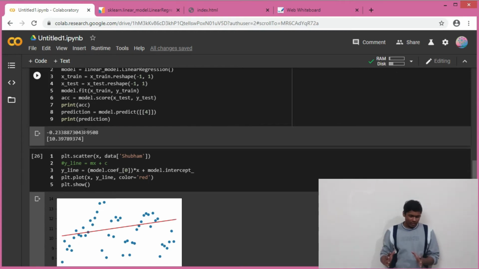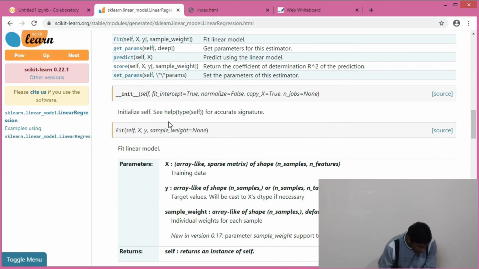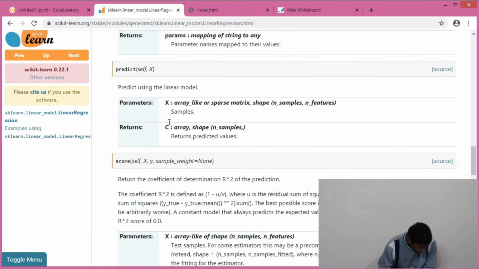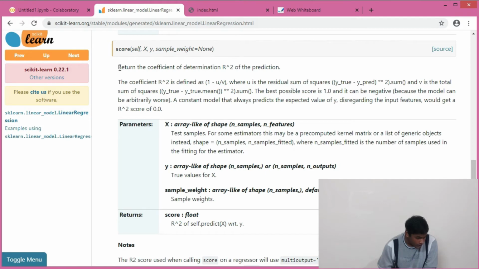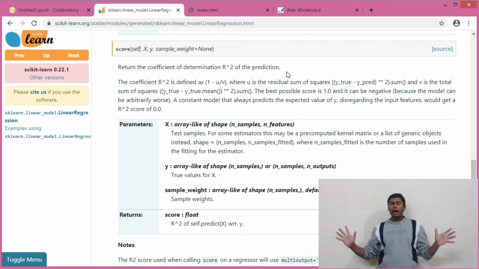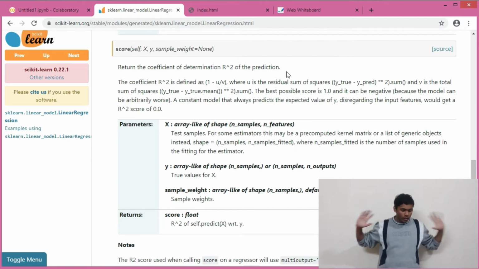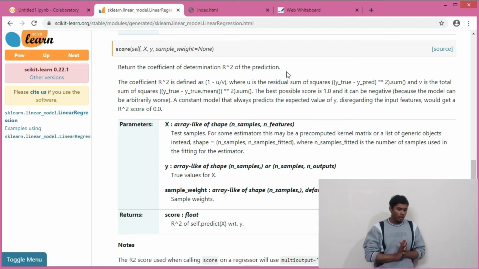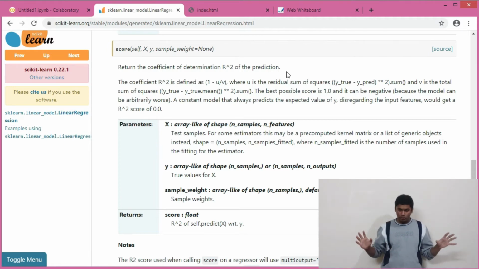Why minus? Okay, for that let me just come back here, and you need to find the thing that we are using, that is score, right? Okay, so here's the score. Now what does it return? It returns the coefficient of determination, r squared, of the prediction. Yes, my friends, it returns r squared, and I said it does not just give you accuracy. It does not give you accuracy by any means.